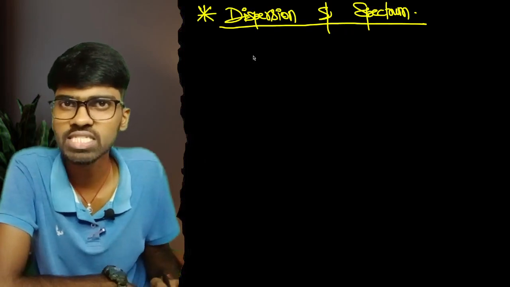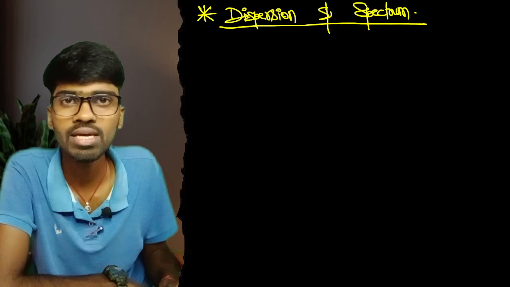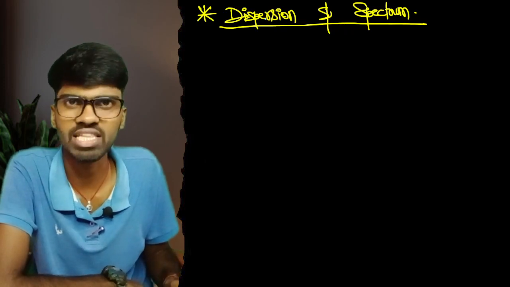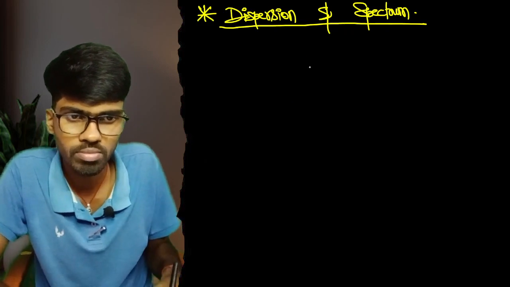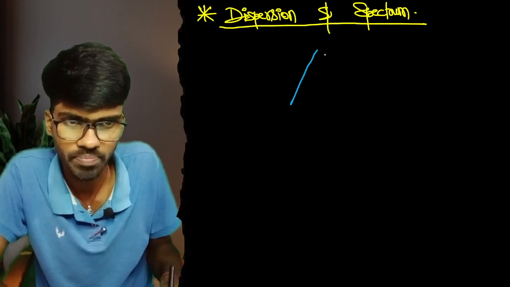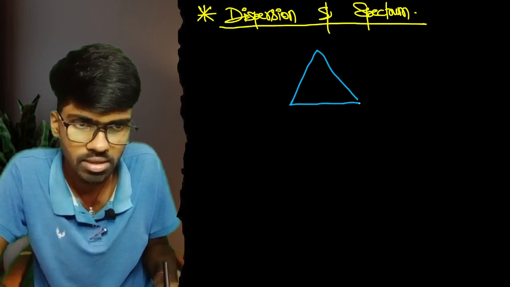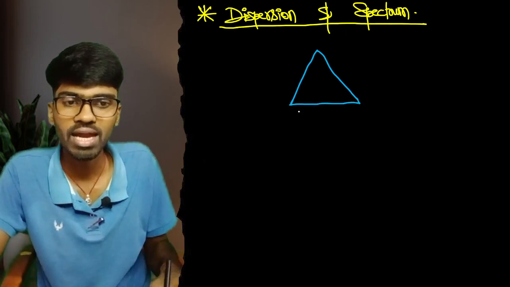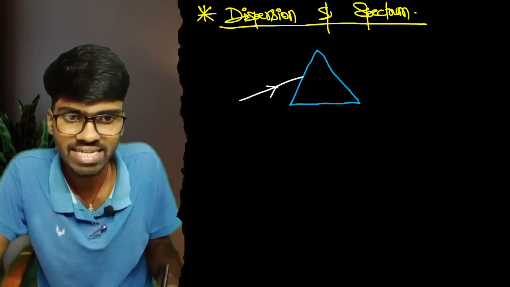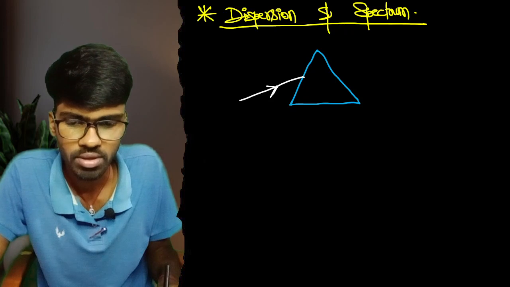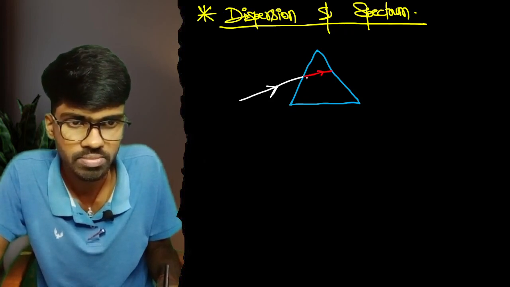From the last few lectures, we have been using the terms dispersion and spectrum commonly, but till now we have not defined them. So in this lecture, let us define them. So let us first consider a prism. Let us understand them with an example. It is a prism, and what happens when white light falls into it? It gets dispersed like this.